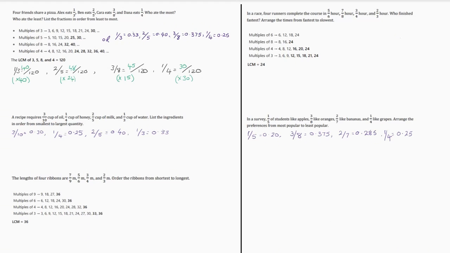So, 4 friends share a pizza. Alex eats a third, Ben eats 2/5, Cara eats 3/8, and Dana eats a quarter. Who ate the most? Who ate the least? And then list the fractions in order from least to most. So I've done 2 possible ways to solve this.